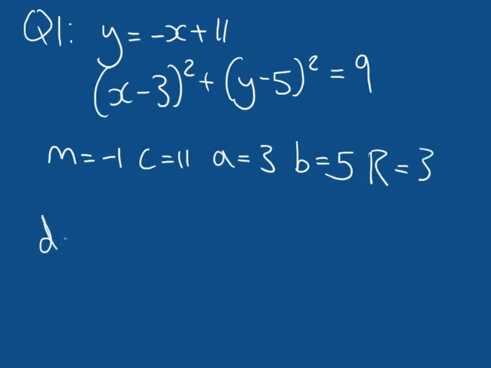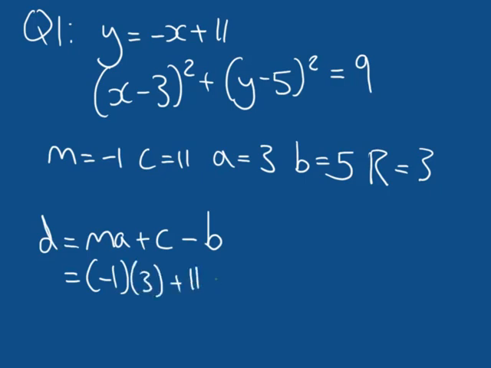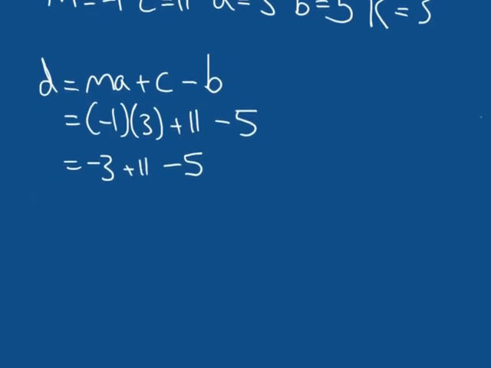With that, we can calculate D. D is equal to MA plus C minus B. So it's going to be equal to minus 1 times 3 plus 11 minus 5. So it's equal to minus 3 plus 11 minus 5. Well, minus 3 plus 11 is 8. Minus 5 is going to give us 3. So D is equal to 3.